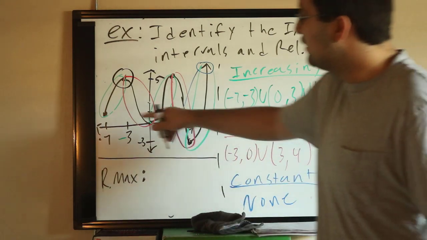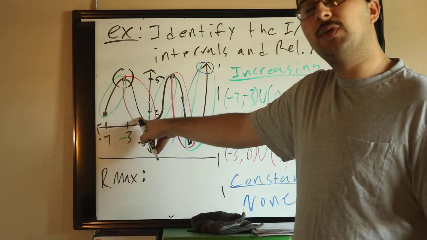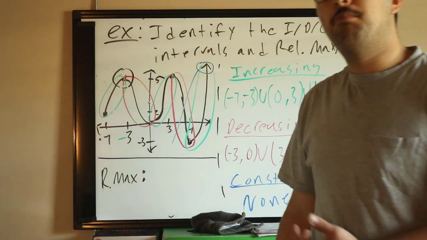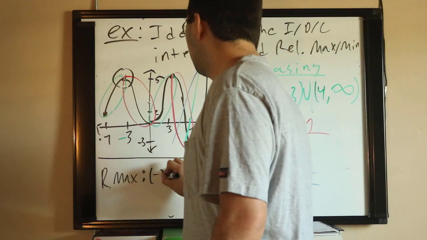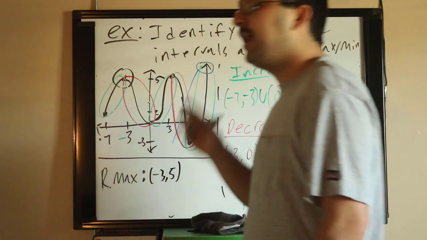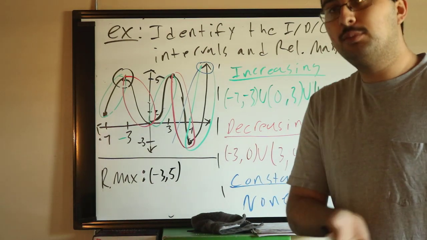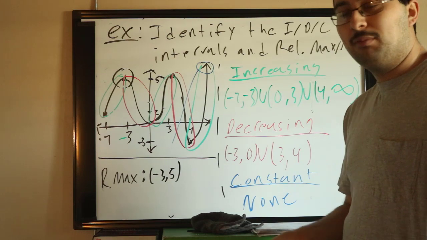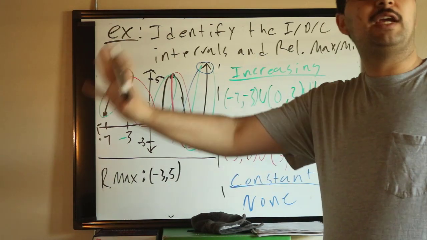That point is increasing up until the point, and right after the point we are decreasing. That is a relative maximum. So what is that point? That is the point -3, 5. And as I've already said though, it is possible for a graph to have multiple relative maximums. So just because we identified one doesn't mean we get to stop.